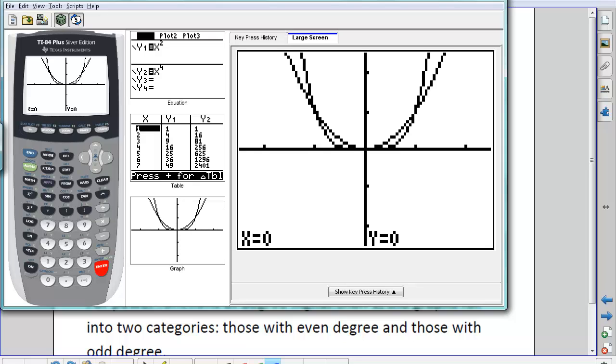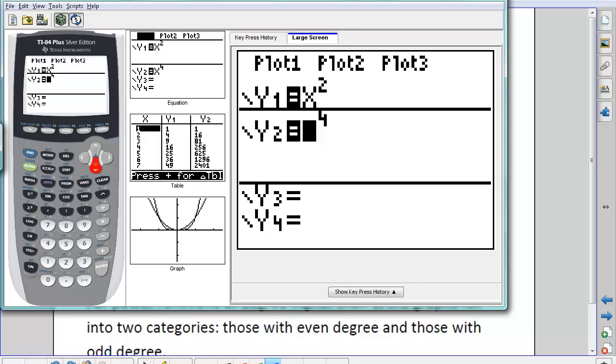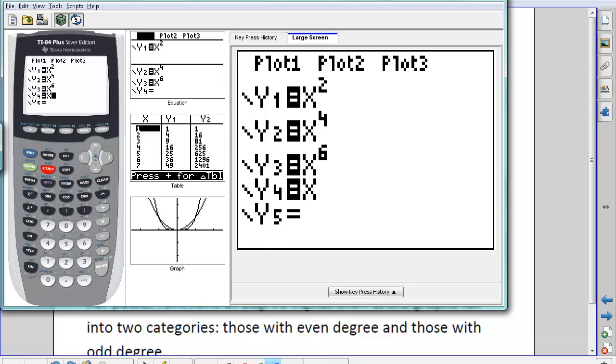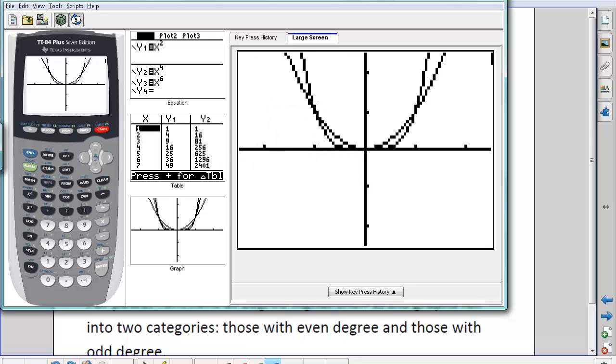Let's go ahead and just do a couple more. Might as well do x to the sixth, and let's do x to the eighth. Now you should notice that these graphs all have sort of the same shape. All of those even power functions have that same U shape. They're sort of like parabolas, but they start to flatten out more and more as that power gets higher. But again, they all have sort of the same shape, right? X squared, x fourth, x to the sixth, and x to the eighth all look about the same.